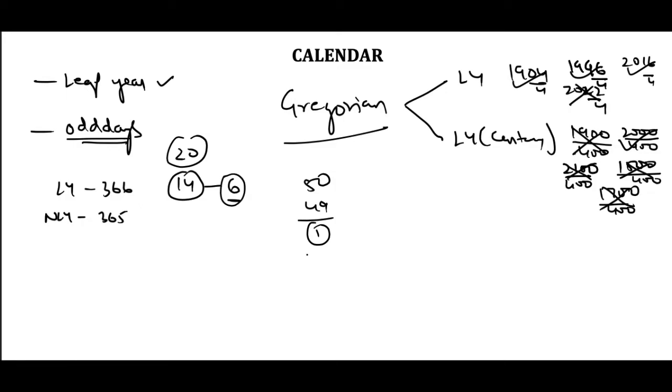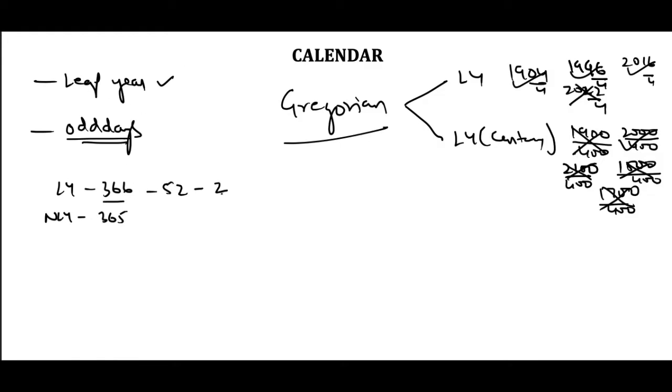So to find odd days, you have to divide by 7 and the remainder is the odd days, because you have to convert the days into weeks. Extra days that do not make a week are odd days. Now if we talk about a leap year, a leap year has 366 days, that means it will have 52 weeks and 2 extra days. So in any leap year, the number of odd days is 2. For a non-leap year, again we have 52 weeks and 1 extra day that does not make a week. So in any non-leap year, there is only 1 odd day.